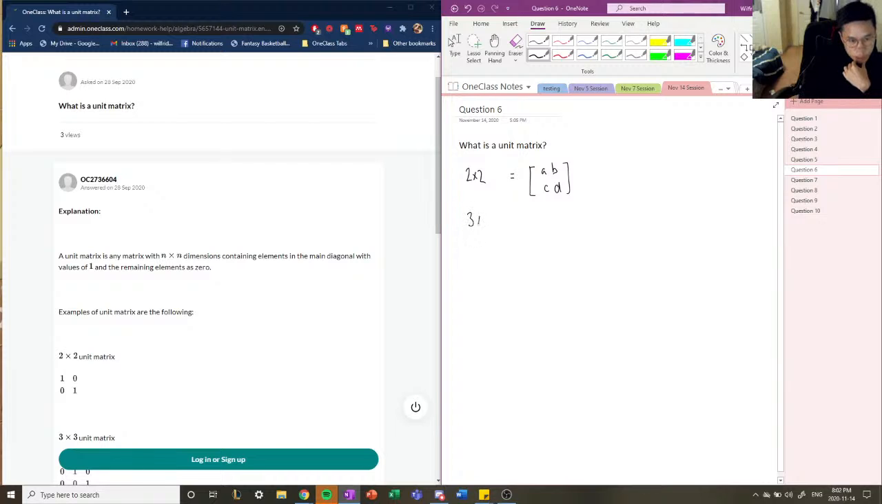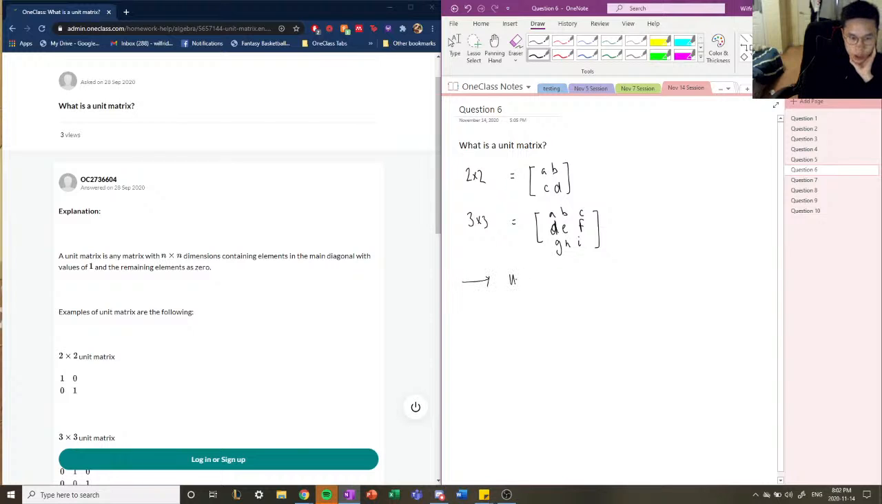A 3 by 3 matrix would be A, B, C, D, E, F, G, H, I. So this is a square matrix that's 3 by 3. That's the first property of unit matrices, that they have to be square matrices. Second, the main diagonal of these square matrices is 1 and all the other values are 0.